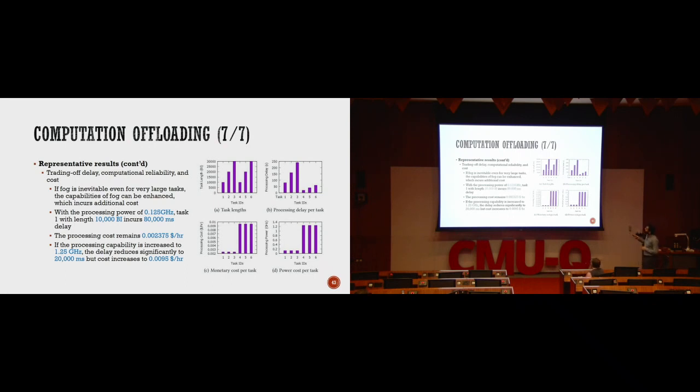As you can see here, these are the tasks. This was the initial delay. After enhancing the capabilities of your fog, your delay comes down to here, which is pretty good. And in this case, you had the cost in the beginning like this, but now after enhancing the capability, your cost has increased this much. Similarly, your processing power was here and increased to here. So it's a compromise. It depends on your priorities.